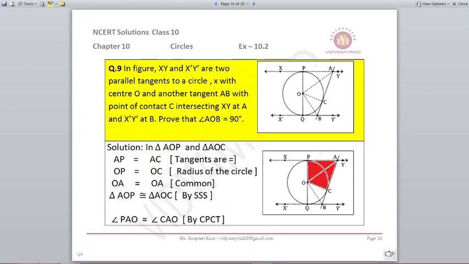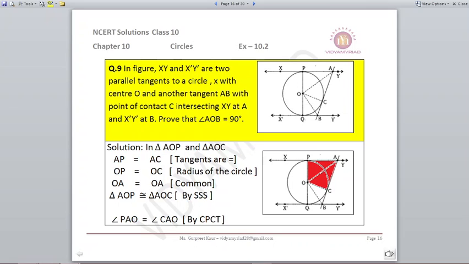Question number 9. In the figure, XY and X dash Y dash are two parallel tangents to a circle with center O, and another tangent AB with a point of contact C intersecting XY at A and X dash Y dash at B. Prove that angle AOB is equal to 90 degrees.